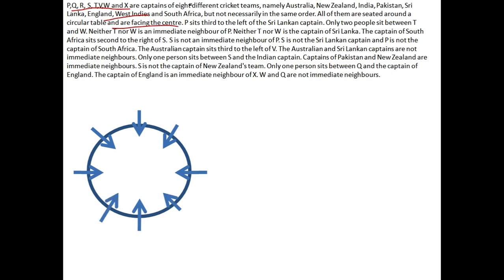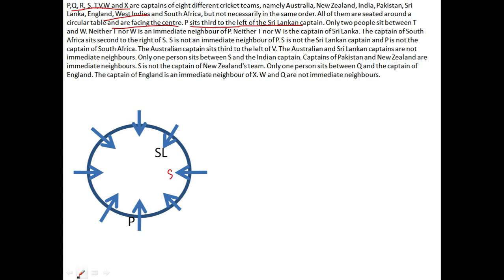Now the first statement is saying P sits third to the left of the Sri Lankan captain. Take any arbitrary position and just put it like this. Sri Lanka is sitting here and third to the left of Sri Lanka is 1, 2, 3. P would come here, so you can put Sri Lanka at any position. Initially you can put anyone at any position. For example, you can put Sri Lanka here. In that case P would come at this position. Whatever you want to do, you can do that.